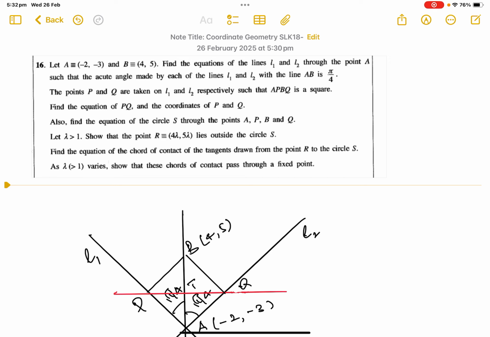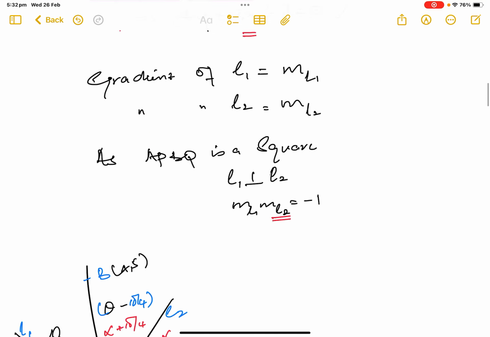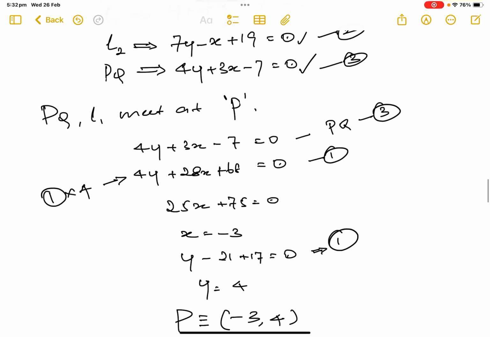The next part: R is outside the circle S. Find the equation of the chord of contact of the tangents drawn from the point R to the circle S. As lambda, greater than 1, varies, show that the chord of contact passes through a fixed point. Right, okay. This is a standard formula we're going to use.